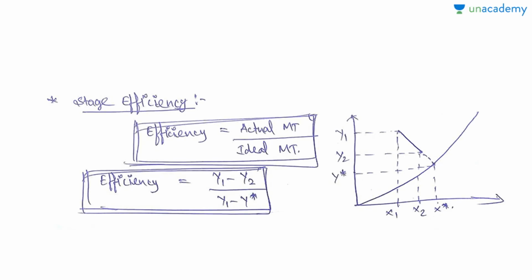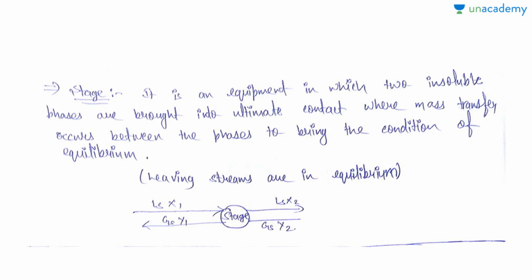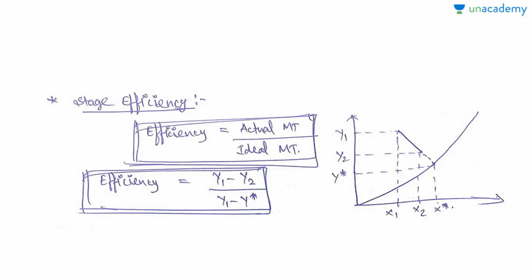And always remember one thing, that whenever in the question it is asked to find the minimum flow rate of the solvent, then in that case these streams will be in equilibrium. Okay, we'll discuss more on that, but as of now always remember that in the case where you are asked the minimum solvent required, these streams will be in equilibrium.